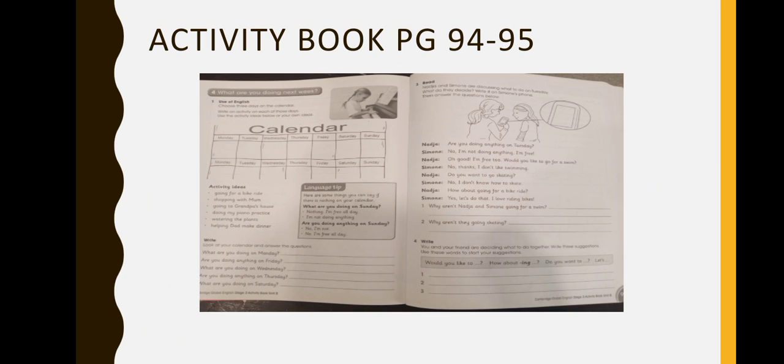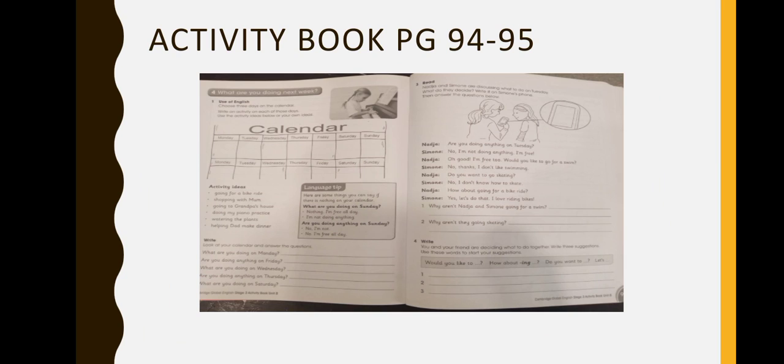Then come back to exercise number 3. Nadja and Simone are discussing what to do on Tuesday. What do they decide? Write it on Simone's phone. They answer the questions below. You can read the conversation, and after reading the conversation, you are going to answer the following questions. Then come back to the last exercise, exercise 4.